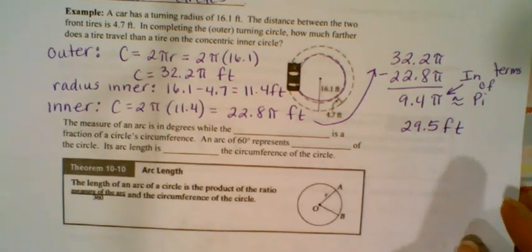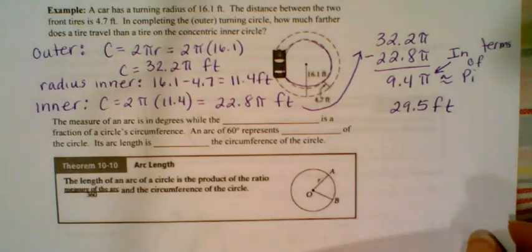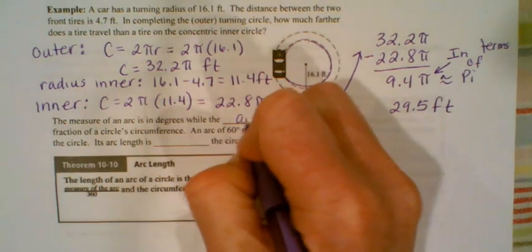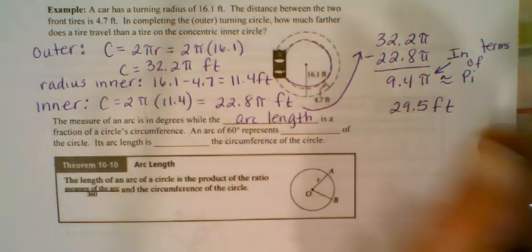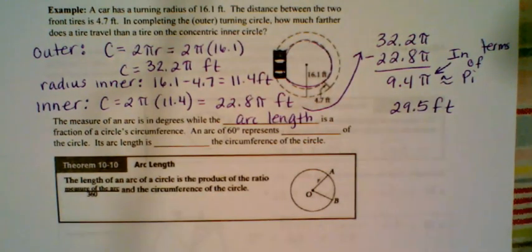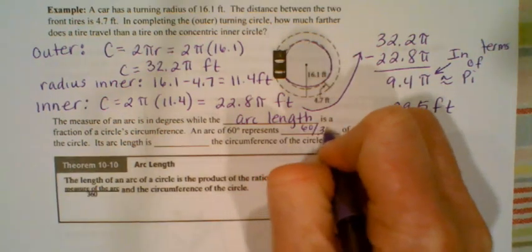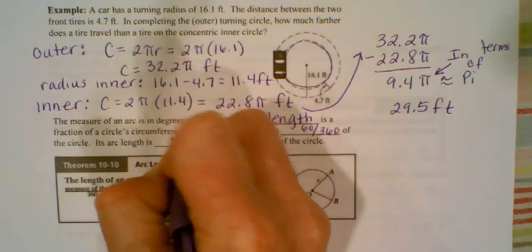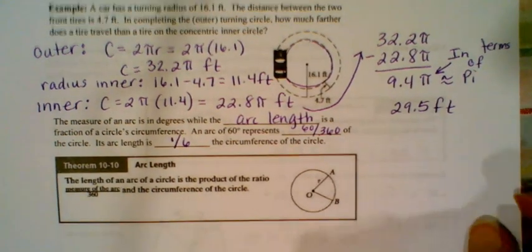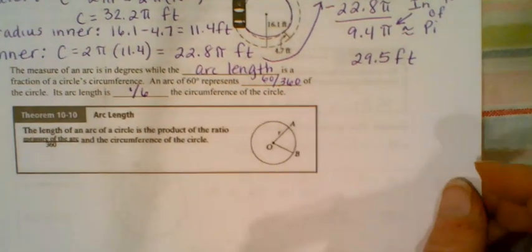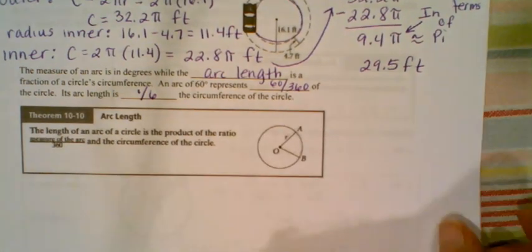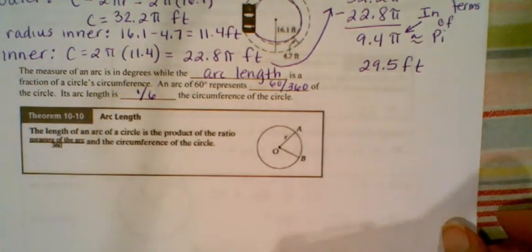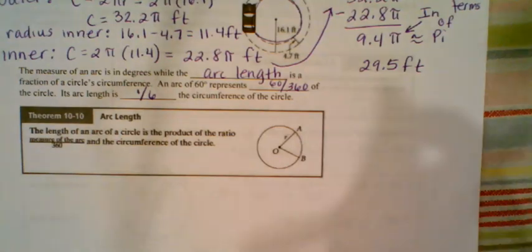Okay, the measure of an arc is measured in degrees. That was yesterday's lesson. While the arc length is a fraction of a circle's circumference. An arc of 60 degrees represents 60 out of 360 degrees of the circle. So if we reduce 60 divided by 360, that gets us 1/6 of the circumference of the circle. So an arc length is a fraction of the circle's circumference.